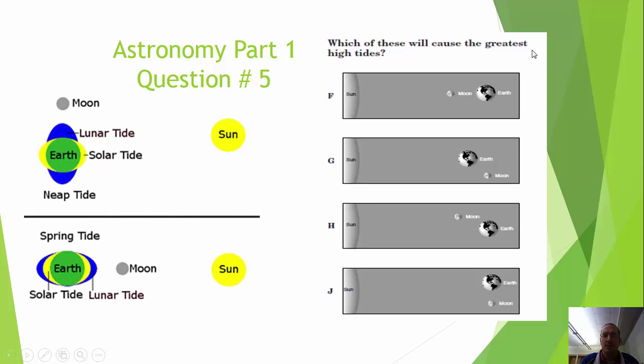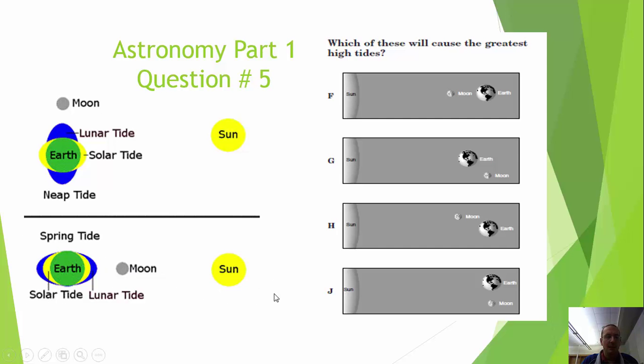Which of these will cause the greatest high tides? In talking about the moon and how it affects the Earth, we notice that the moon is awfully close to the Earth, and as it revolves around, it's going to affect the tides. If you look at this picture over here that helps to explain it, you'll notice that depending upon where the moon is going to show where our tides actually represent.